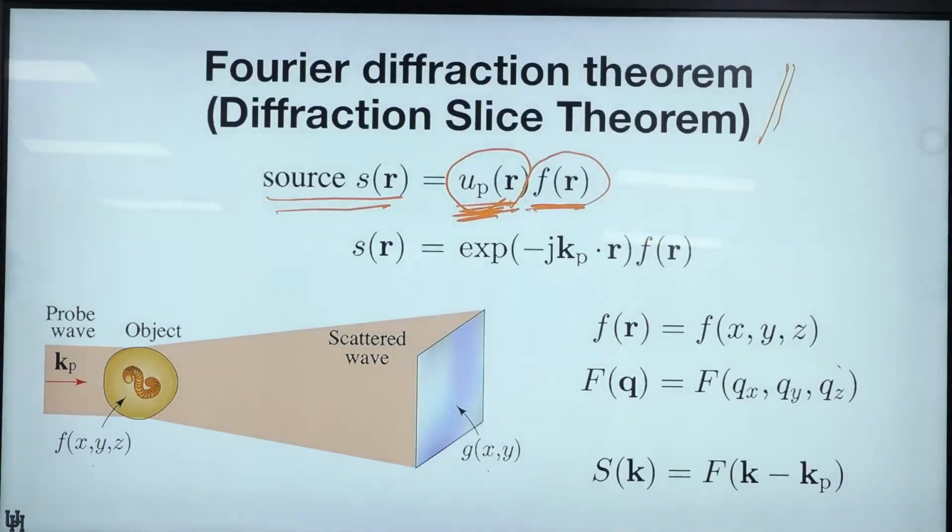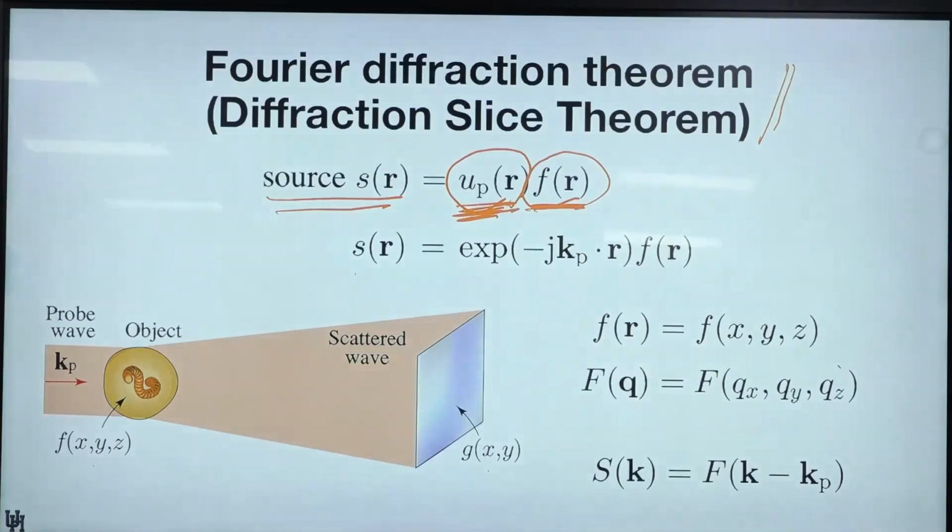So what is unknown, when you start, is F of r, F of x, y, z. You don't know what that three-dimensional refractive index distribution is inside, and you figure it out by making measurements at a bunch of angles.